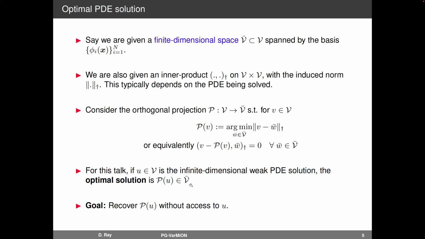Any questions? In a standard advection-diffusion equation, what would this mean, the optimal solution physically? Can you give an example?